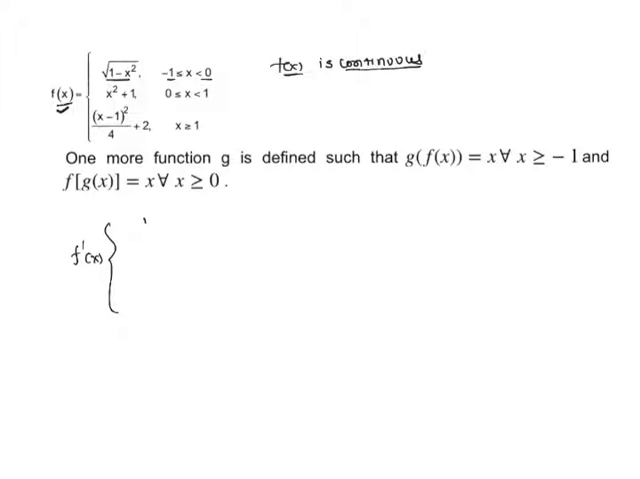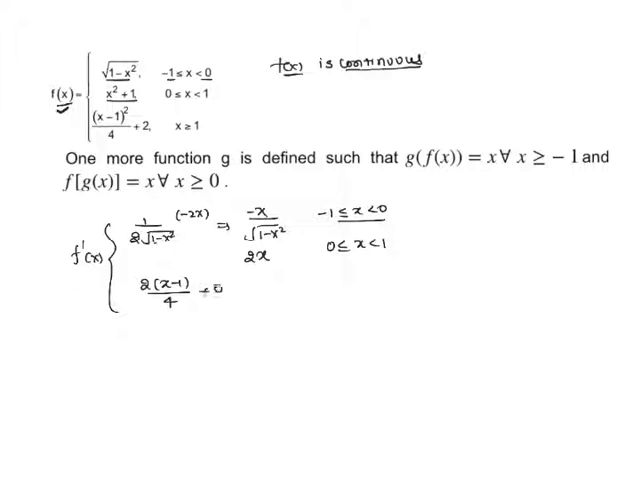So root over 1 minus x square differentiation is what? 1 upon 2 root 1 minus x square. Then inside 1 minus x square differentiate what? Minus of 2x. So what we will get? We will get minus x by root over 1 minus x square when x is minus 1 greater than or equals to less than 0. And x square plus 1 differentiation what? That will come as 2x where x is greater than or equals to 0 to less than 1. And this one differentiation we can do, that will come what? 2 times of (x minus 1) divided by 4 plus 0, that will come what? (x minus 1) divided by 2 where x is greater than or equals to 1.